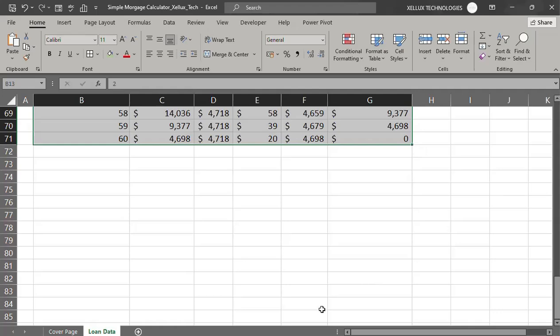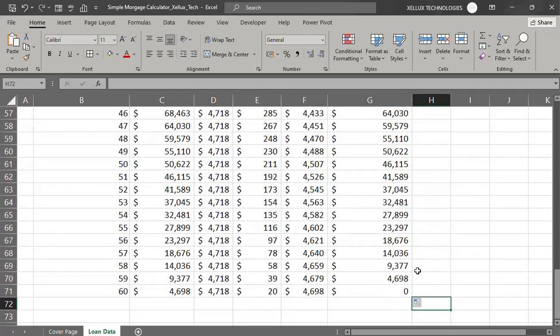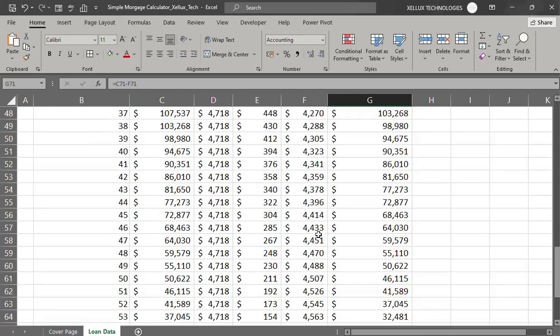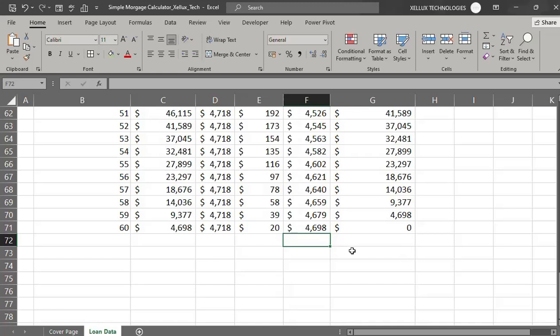Okay, so there we have it. You can see that at the end of 60 months or 5 years, we have a zero balance. We actually pay off all our loans. So this is how you calculate a simple mortgage calculator. This is a template. So let's see if our mortgage calculator is actually correct.